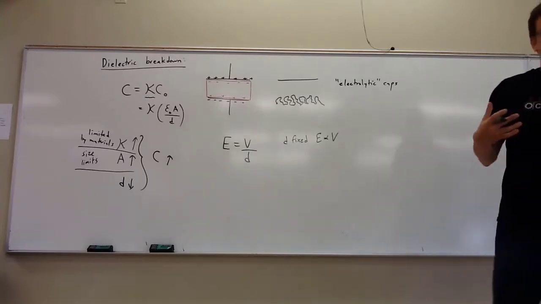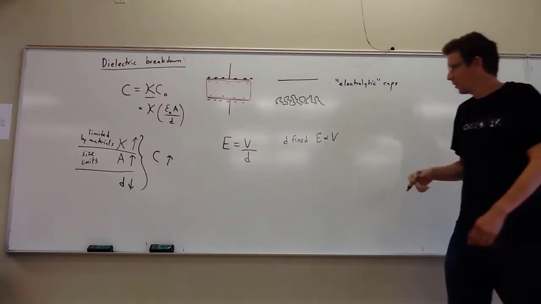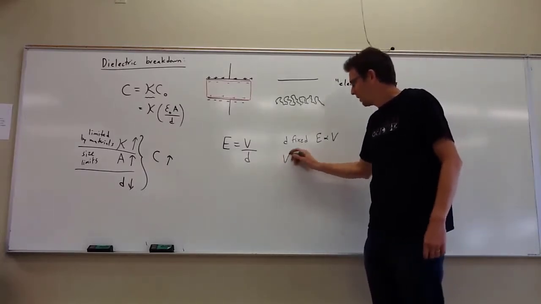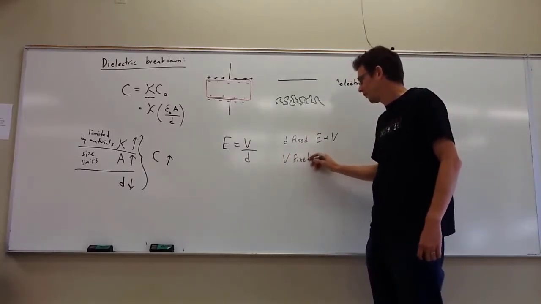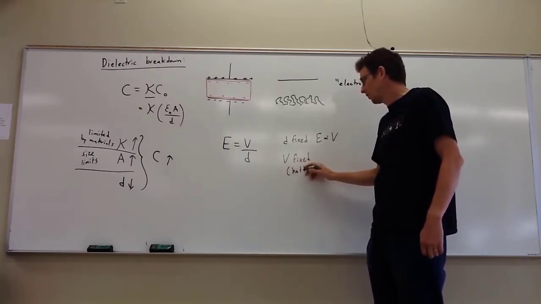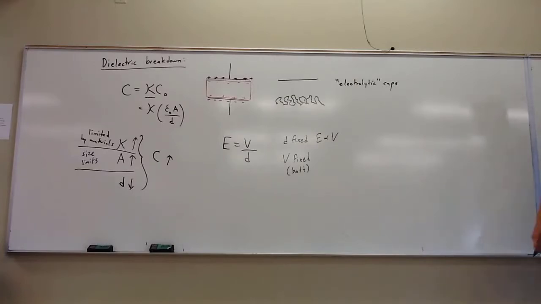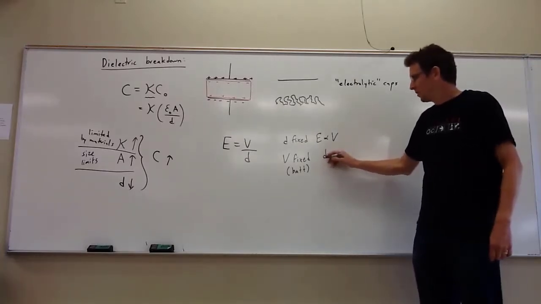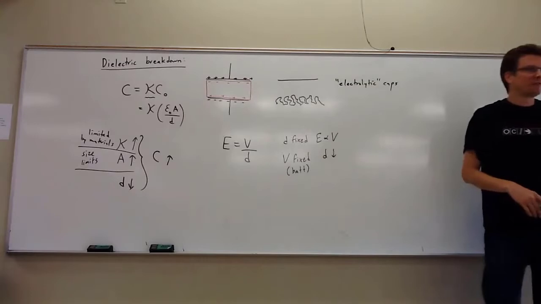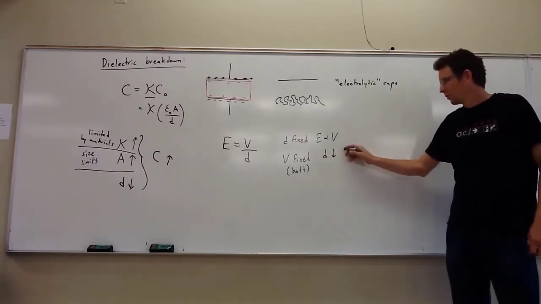But now, we're talking about messing around with D. So let's say we have V fixed, right? So let's say, for instance, V across the capacitor is fixed by a battery, right? But if we decrease D, what's going to happen to the electric field? It's going to increase.